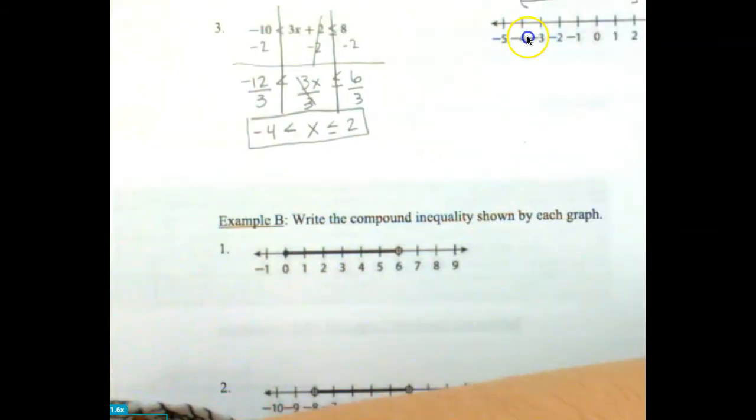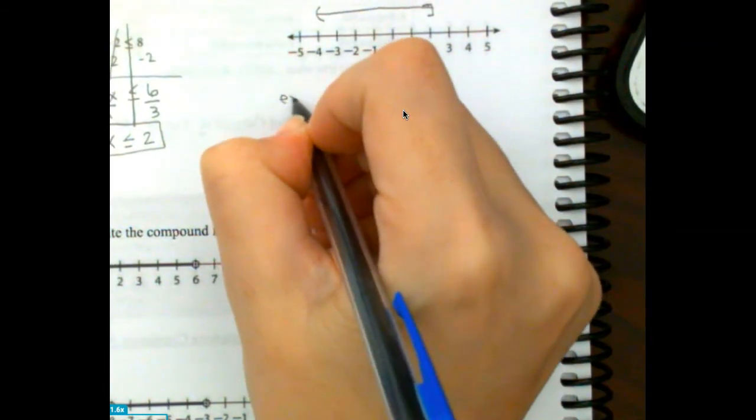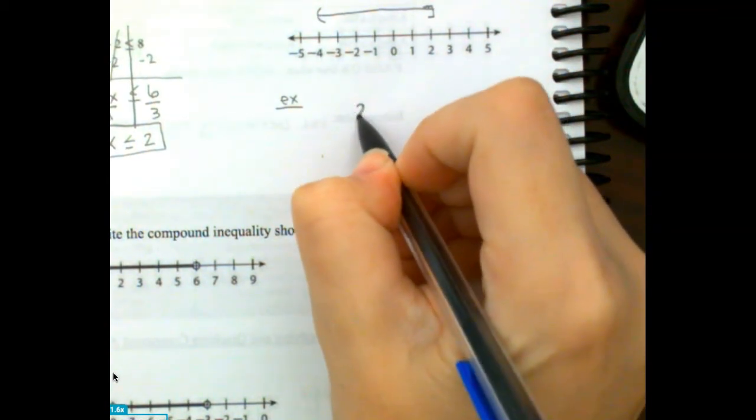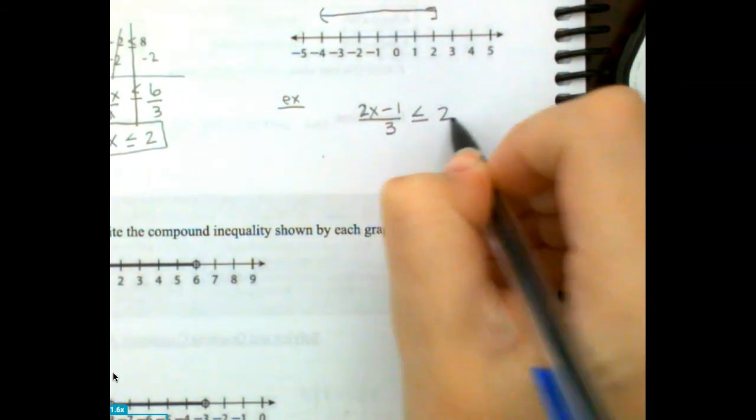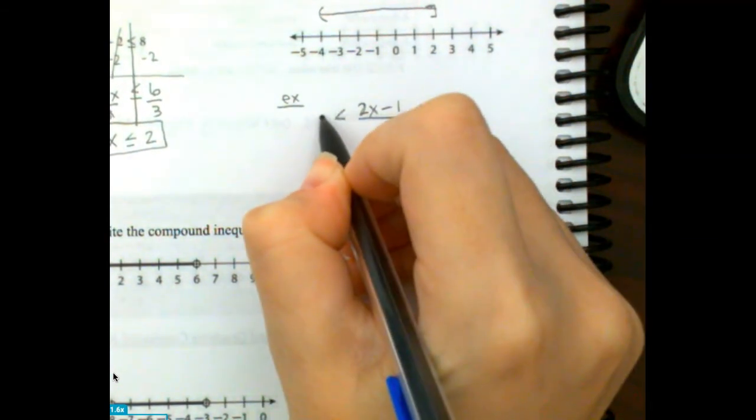All right. Now, on your practice, you might see some different examples that aren't just add over and divide. For example, I'll do a little example over here. So we'll do a separate one here. You might see something like 2x minus 1 over 3 less than or equal to 2, less than or equal to -1.